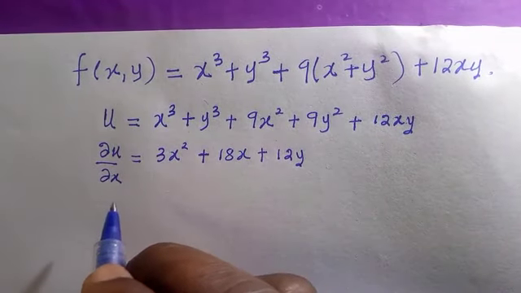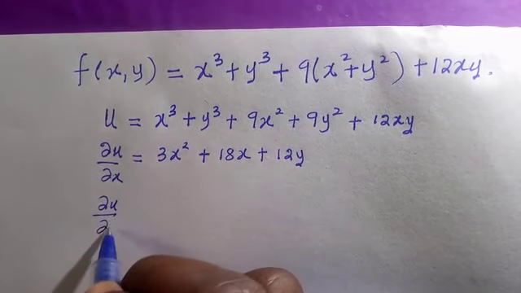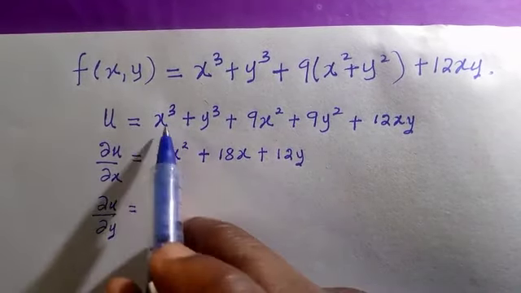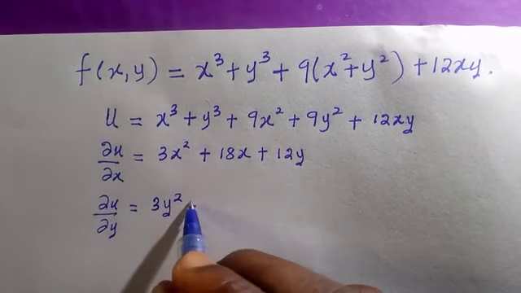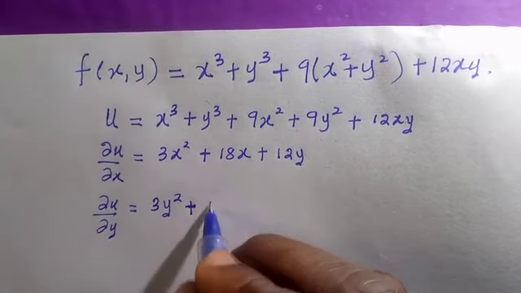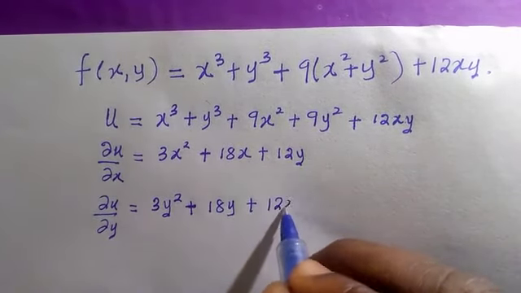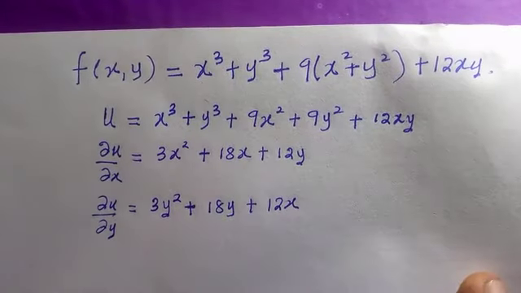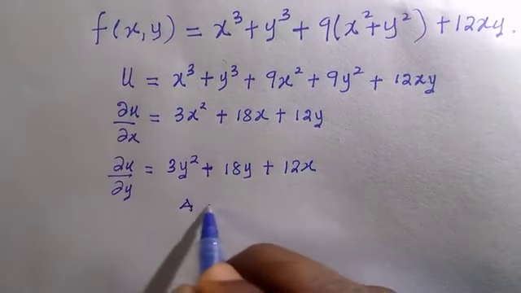Again, we are still going to differentiate with respect to y. So we have du over dy equals 3y raised to power 2 plus 18y again plus 12x, because we are differentiating with respect to y. And for x, it is 0, so it is not combined with y.